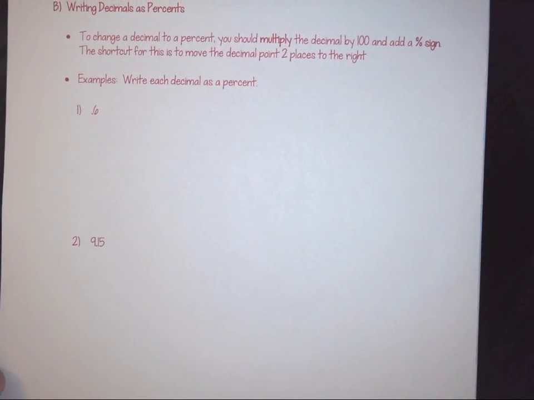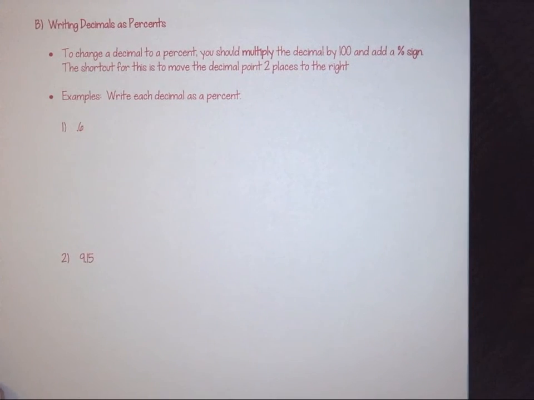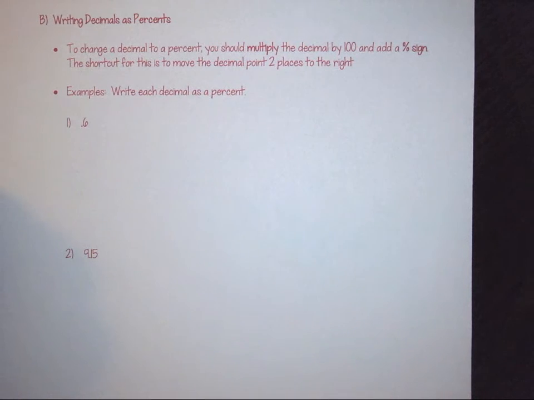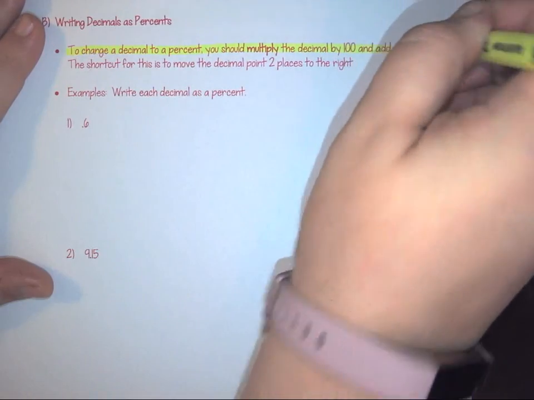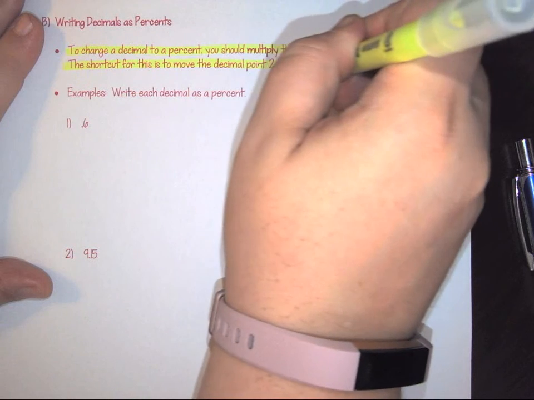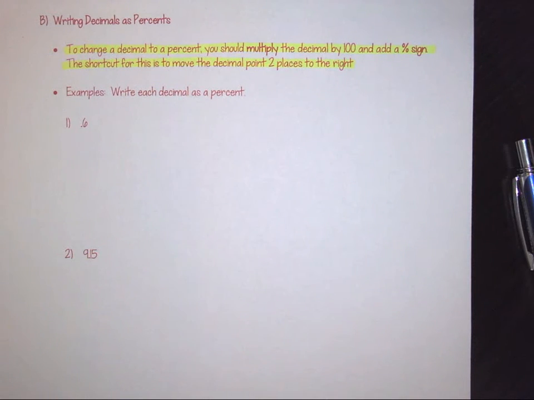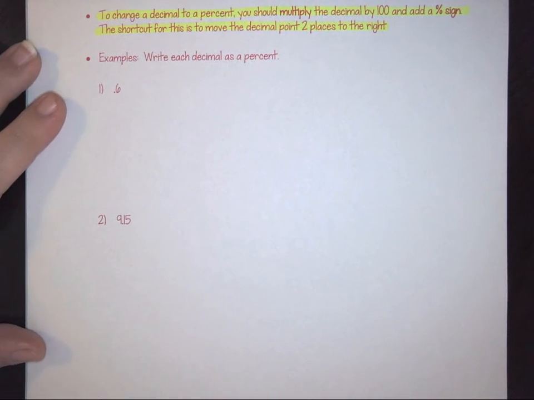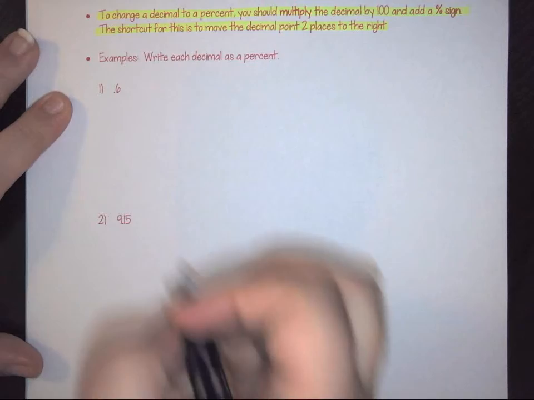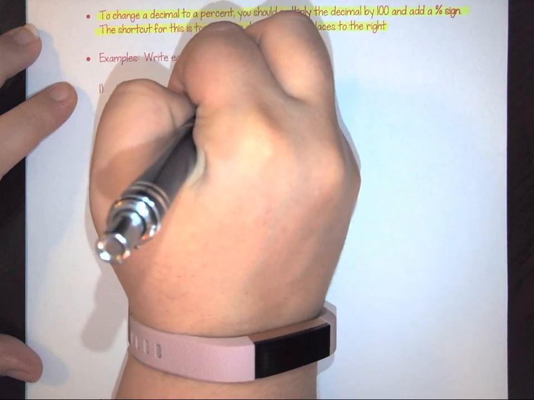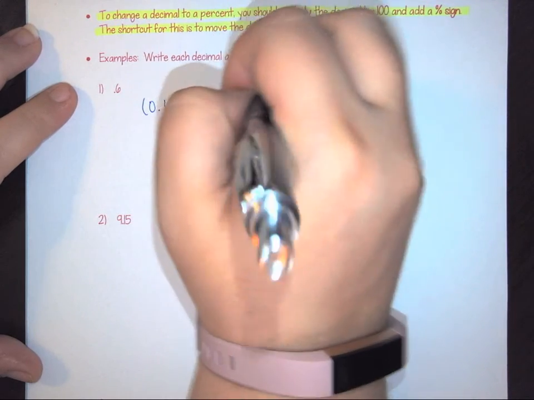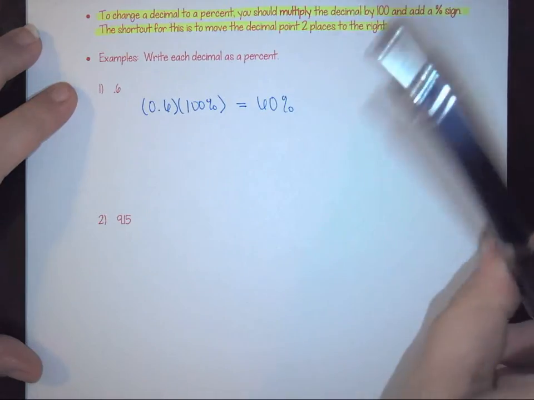Well, what if we want to go from a decimal into a percent? Then to do that, we have to do the opposite. So here we would change a decimal to a percent. You would multiply the decimal by 100. The shortcut would be to move to the right. And then don't forget to add your percent sign. So here I have 0.6. I would take that 0.6, multiply by my 100%, and that is going to give me 60%.